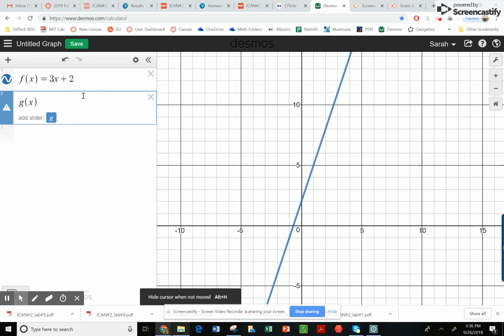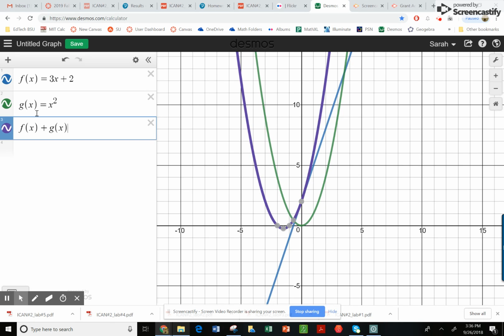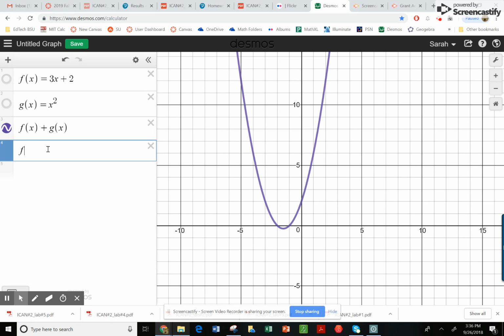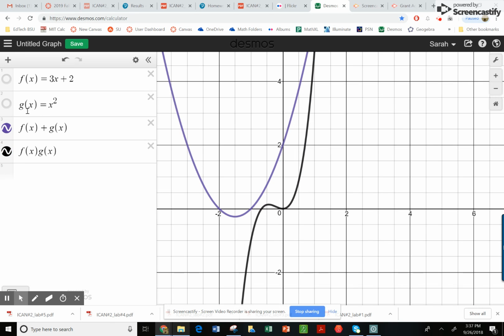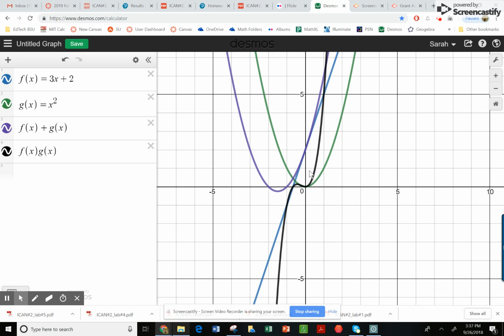So let's say you're going to do g of x equals x squared. So it would make two graphs. And then you could add f of x plus g of x on the next line. You could subtract, or let's say you multiply them. Makes a new function, see? So the benefit of this is that you see the actual domain and range of these things. You can kind of compare them to the original.